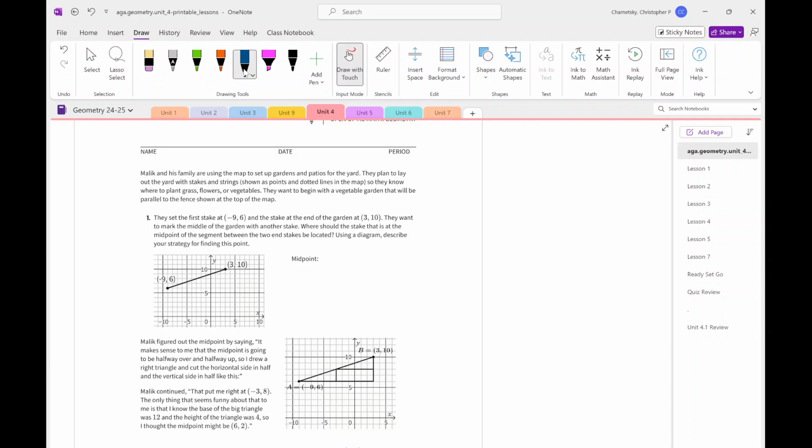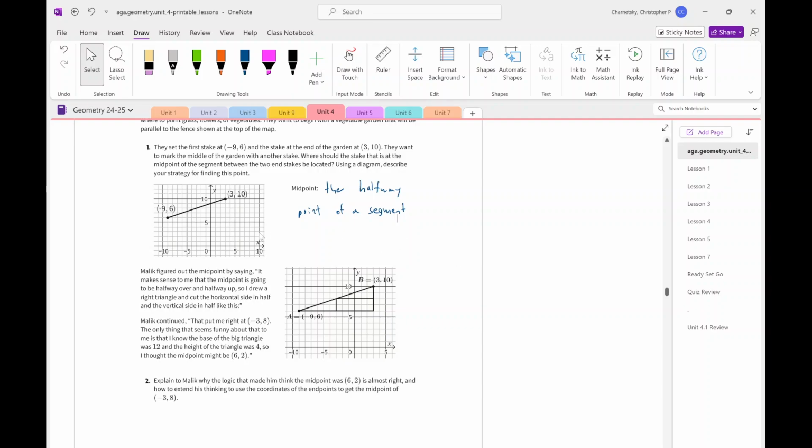So, which we define as the halfway point of a segment, or a point that divides a segment in half.